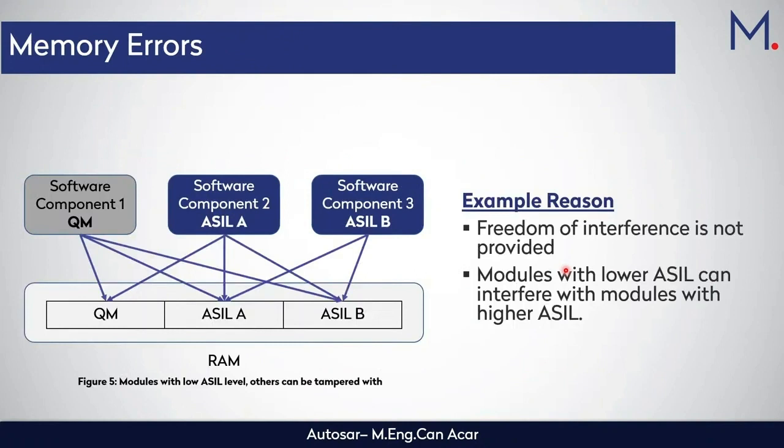So let's jump to the memory errors. In today's complex system software, modular software units often have different functional safety critical levels, like QM, ASIL A, ASIL B.